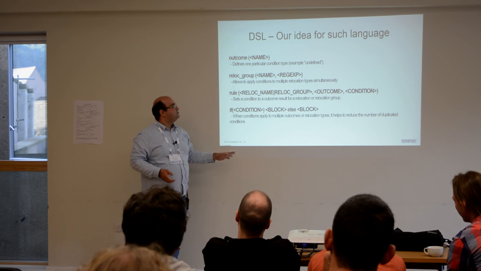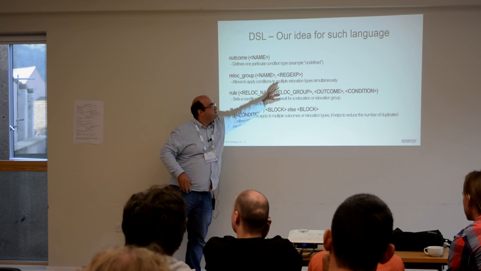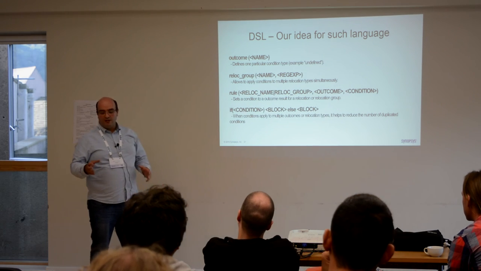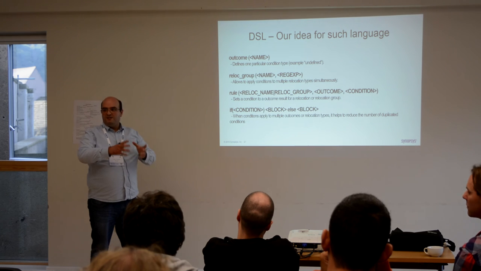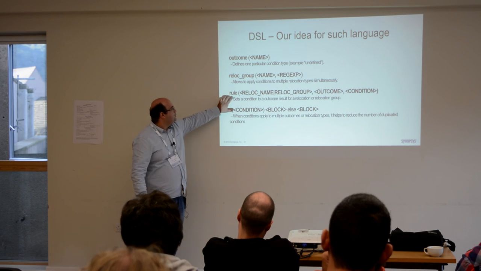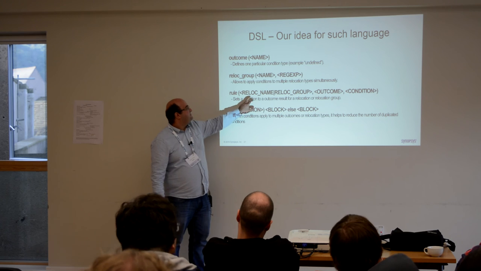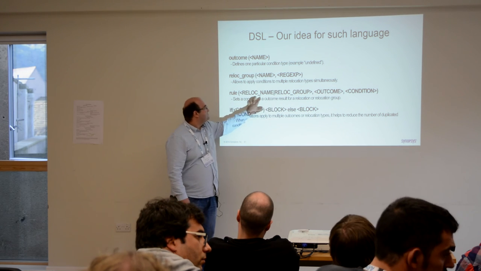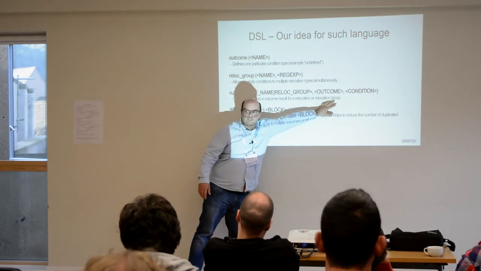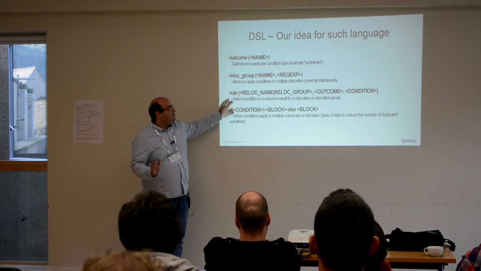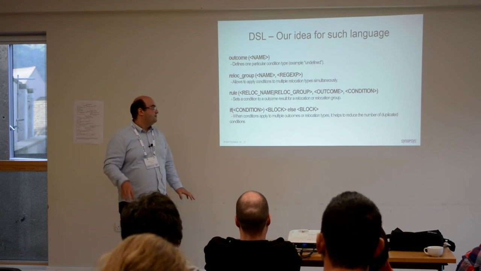The reloc group keyword allows you to give names to groups of relocation types. You can use a regular expression on the second argument to say, okay, I want all the relocation types that have GOT in their name to be grouped in this group of relocations. Then you have the rule keyword, which actually fills the table. You provide a group of relocations or a relocation type name, the outcome the condition is about, and the condition itself. This would fill in a specific location in the table, or a group of them, with the specific conditions.